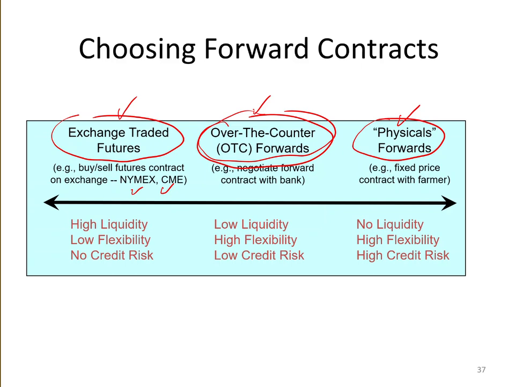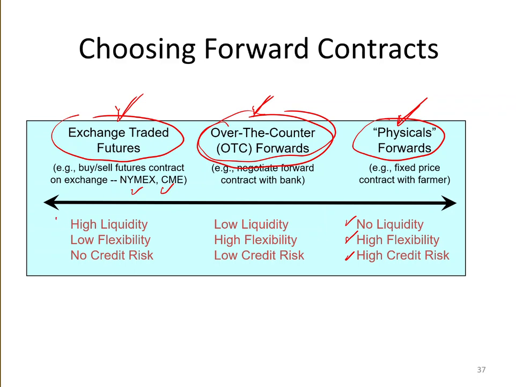So what is your choice between physicals, OTC forwards or just forwards, and exchange-traded futures? Well, with physical forwards, there's no liquidity. If the farmer can't deliver or you change your mind, you have no liquidity getting out of the contract. However, there's high flexibility. You can negotiate a particular date, a particular quantity, a different quality. It could be delivered to your location, but it's extremely high credit risk. If that farmer fails, you don't get delivery of your coffee beans or whatever you're buying.